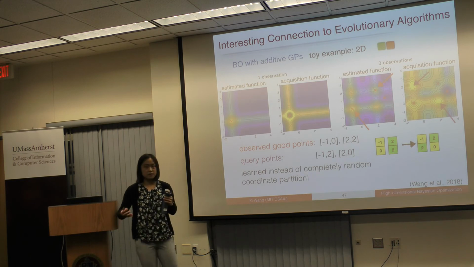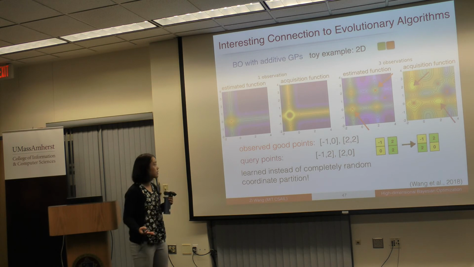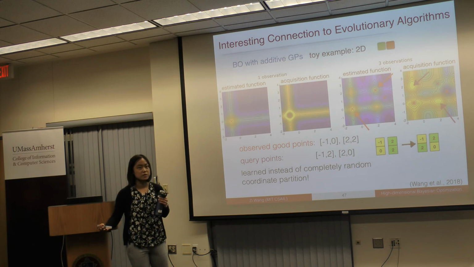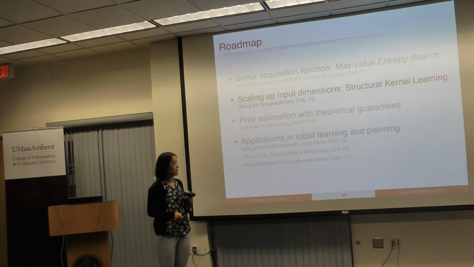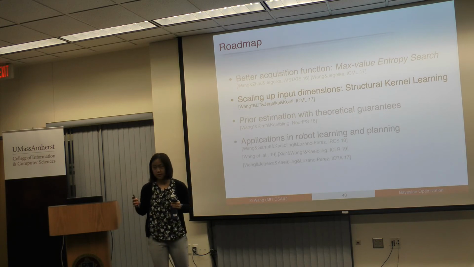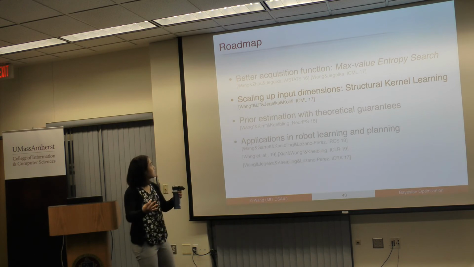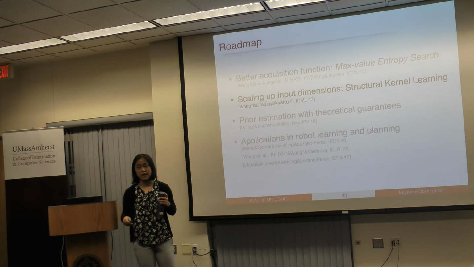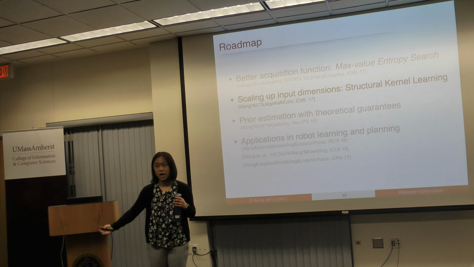But the difference from the evolutionary algorithm approaches is that we are actually learning the coordinate partitions instead of doing it in a purely random way. So this is how we can get a better acquisition function and use additive Gaussian processes to construct approaches that can scale up Bayesian optimization to much higher input dimensions.